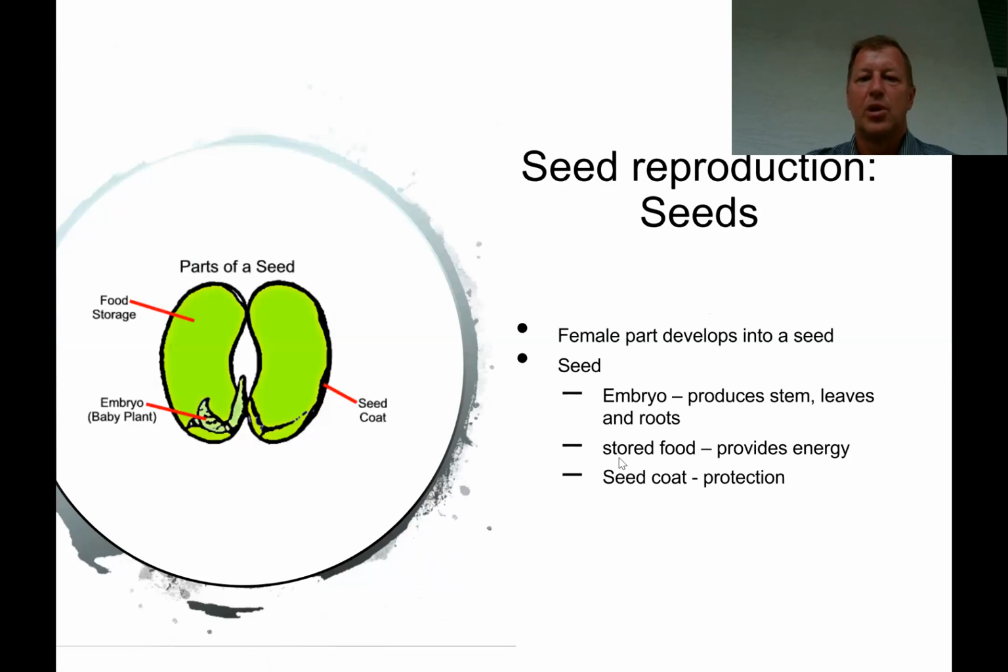Got it. So seeds, the female part develops into a seed. The embryo produces the stem, leaves, and roots. Okay, so this is the embryo right here, a baby plant.